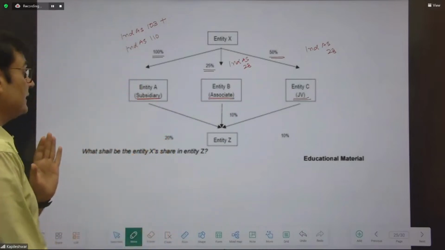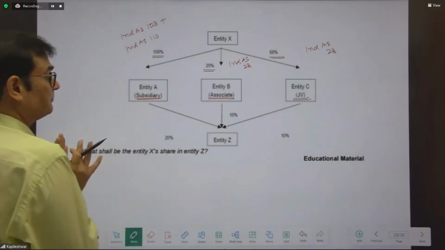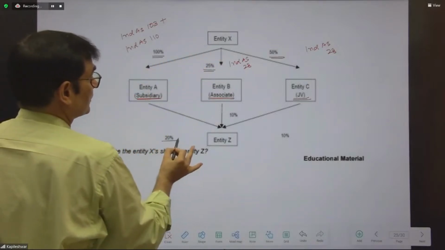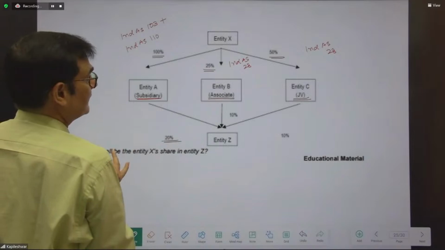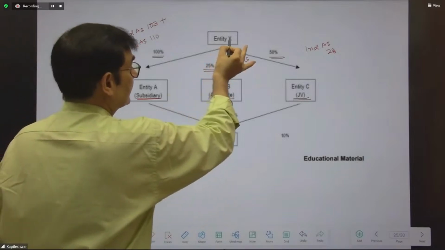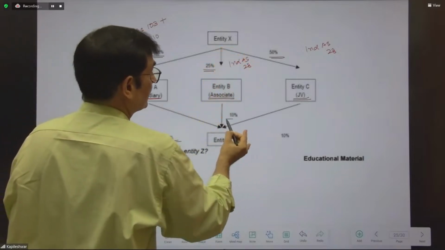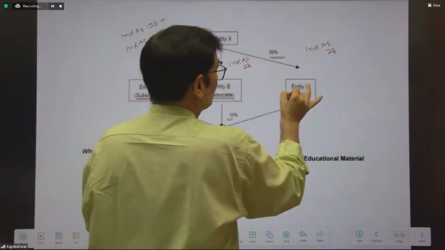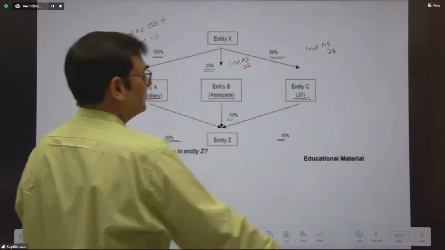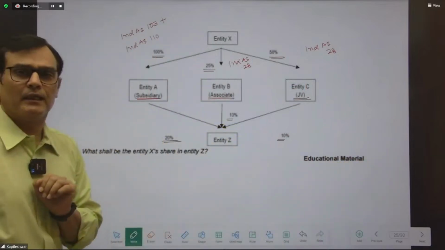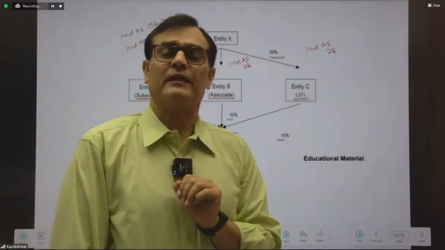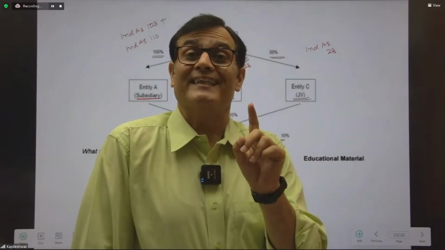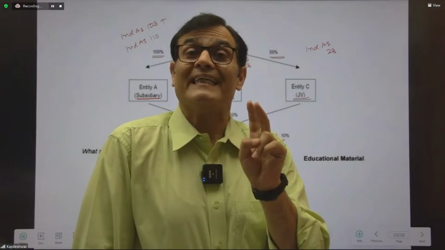Now the question arises, the status of entity Z. Entity X through a subsidiary has got a 20% stake in Z. Entity X through an associate has got a 10% stake in Z. Entity X through a joint venture has got a 10% stake in the associate. Now, let's get on to the para number 5. The para number 5 says what? That you've got directly or indirectly.